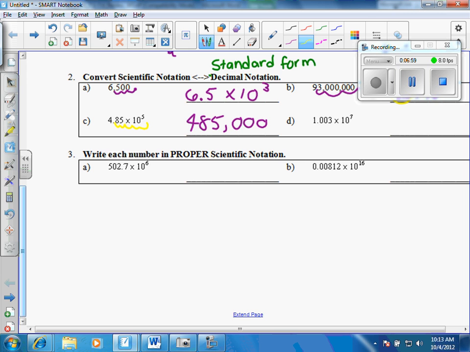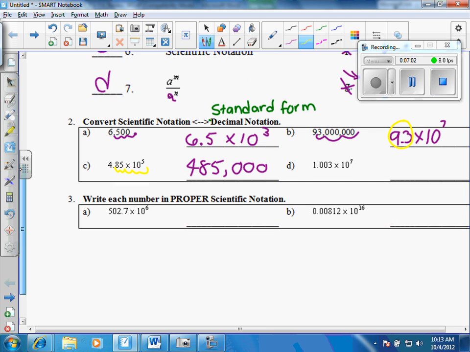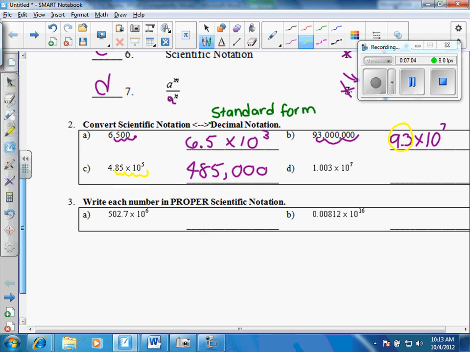Okay. And Cal, what about the last one? I got a 7 here. 10 to the 7th power. Oops, you can't see that. 10,030,000. 10 million. 30,000. Yeah.